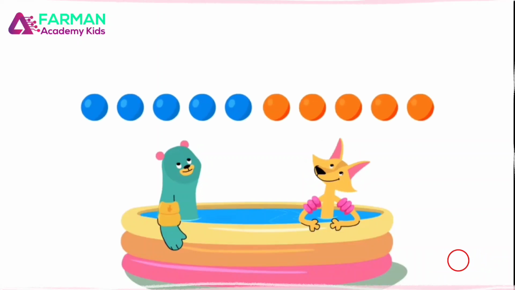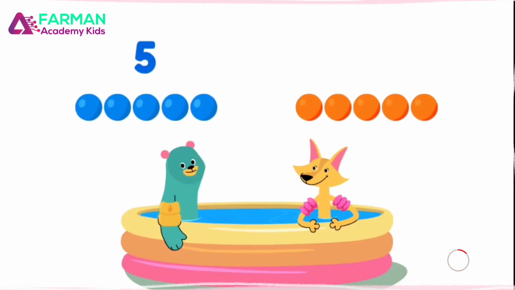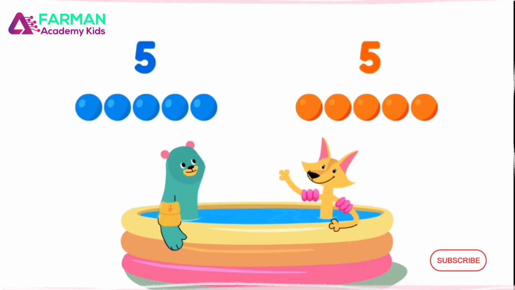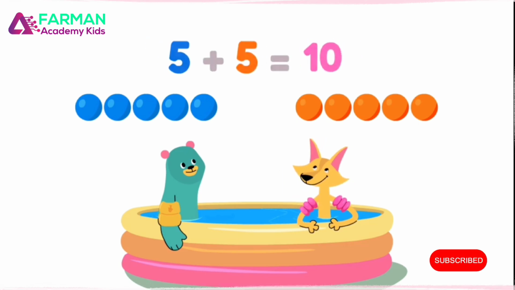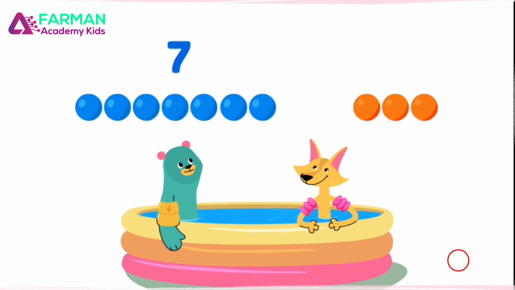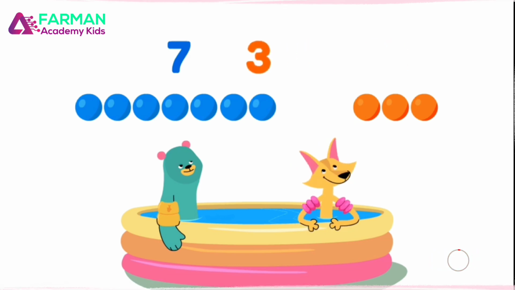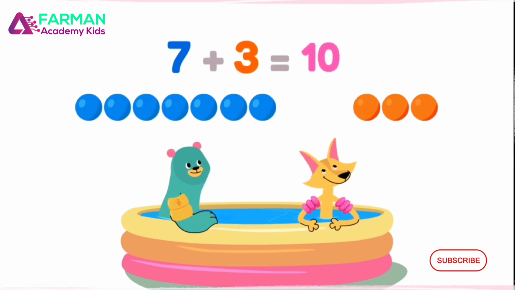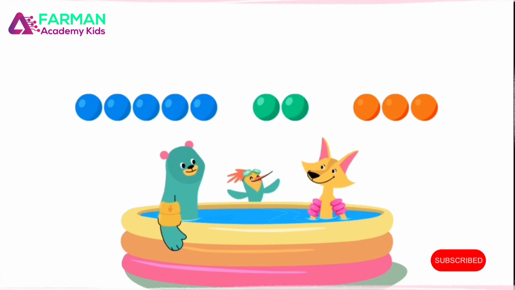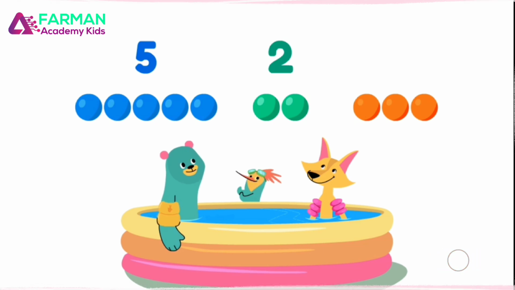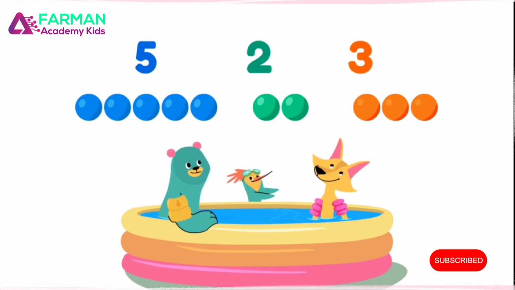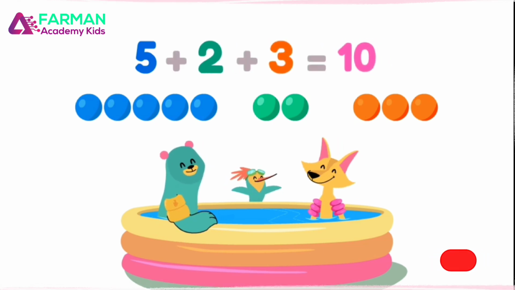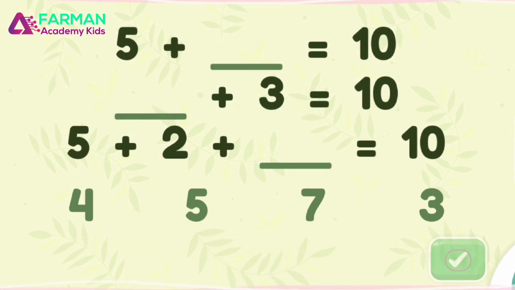There are 10 balls! If Cody has 5 and Sandy has 5, there are 10. Even if Cody has 7 and Sandy has 3, there are still 10 total. And if I come play with 2, that means Cody has 5, I have 2, and Sandy has 3. That's still 10. There are so many ways to make the same number.